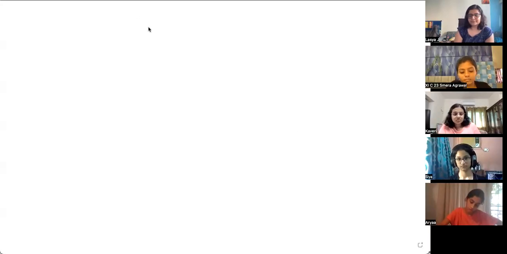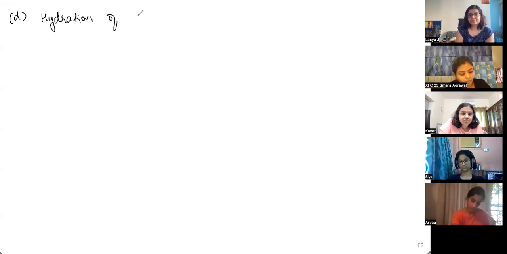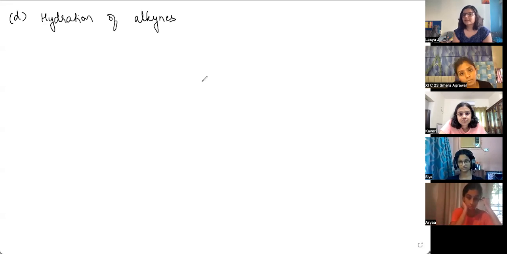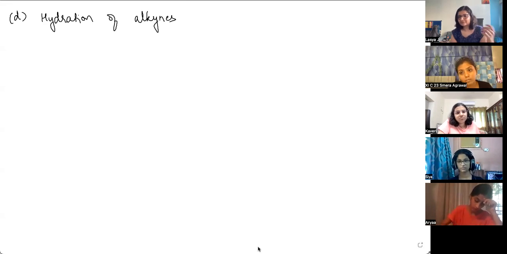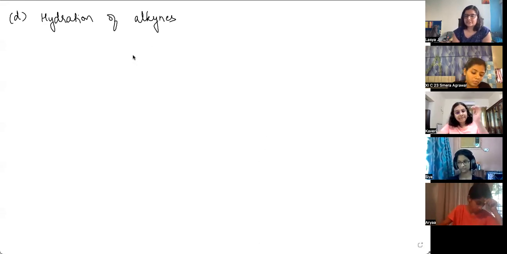The next method of preparation, ozonolysis ho gaya na? So this will be the fourth one: hydration of alkynes. Do you remember what you get on hydration of alkenes? Alcohol. So one step aage, hydration of alkynes is going to get you aldehydes and ketones.